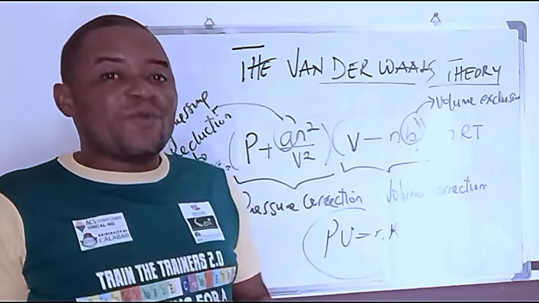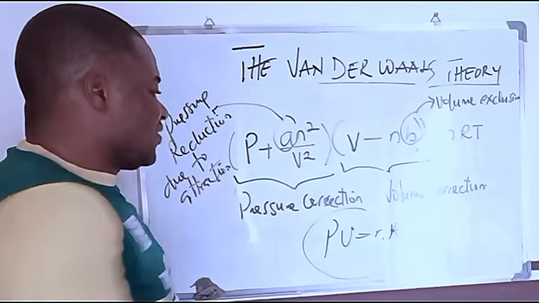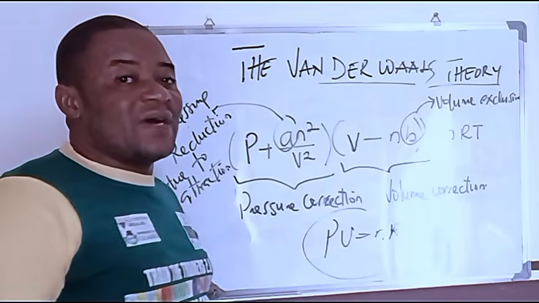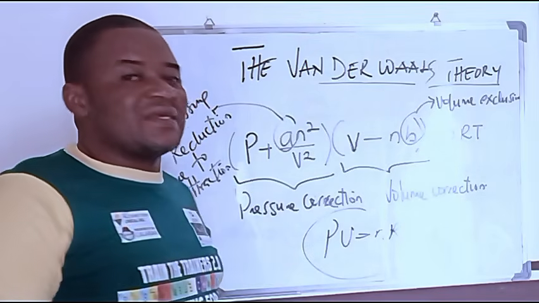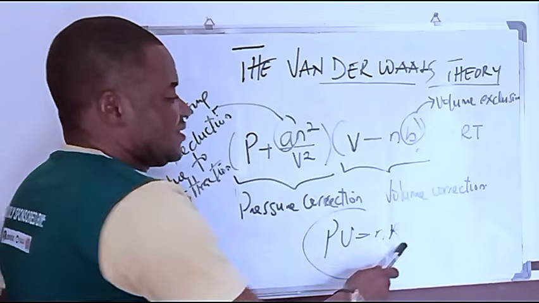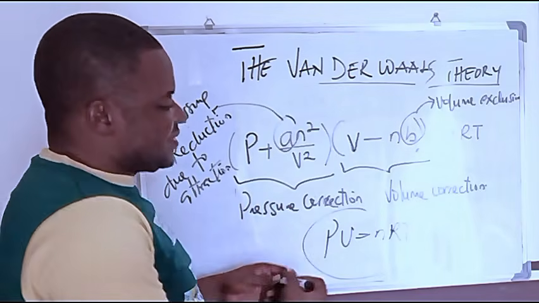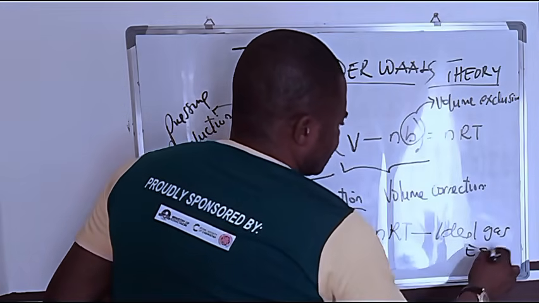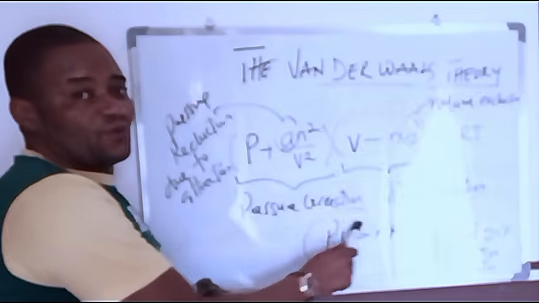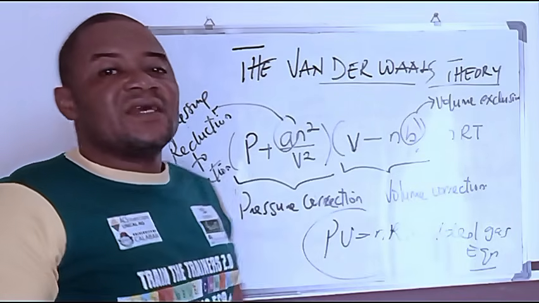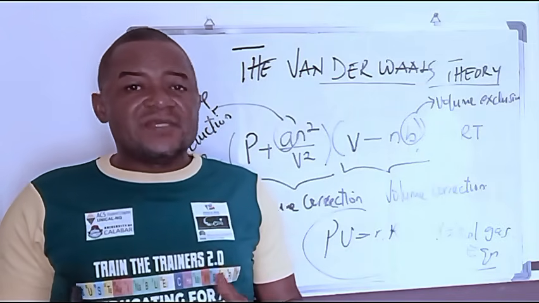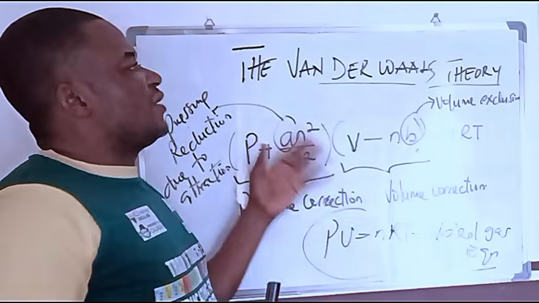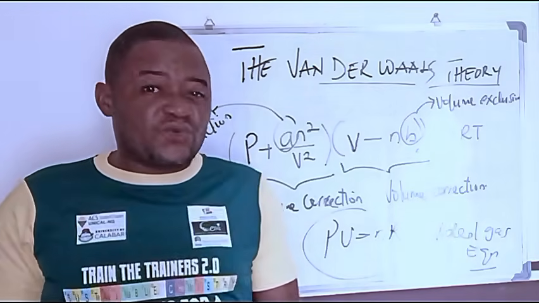The ideal gas law came up with the ideal gas equation, which is PV equals nRT, where P is pressure, V is volume, n is the number of moles of gas, R is the universal gas constant, and T is the temperature. This ideal gas equation defines a gas in a different way. The way ideal gas theory looks at a gas is completely different from the way Van der Waals's real gas theory looks at a gas.